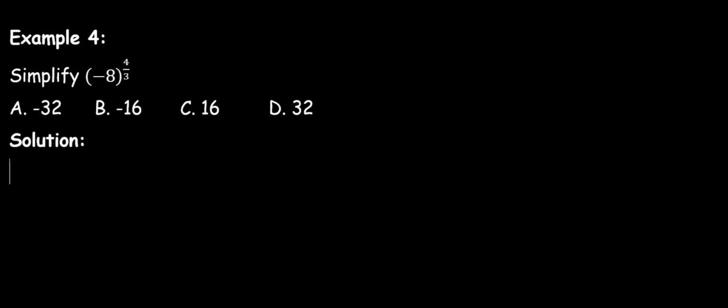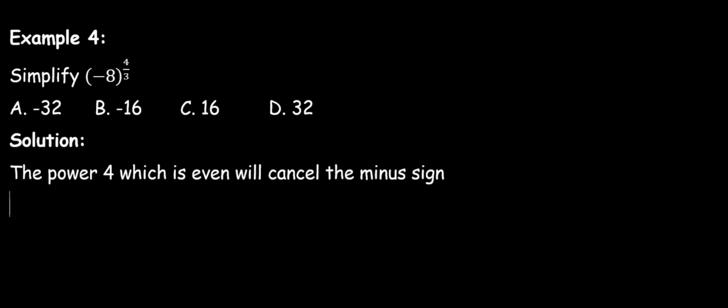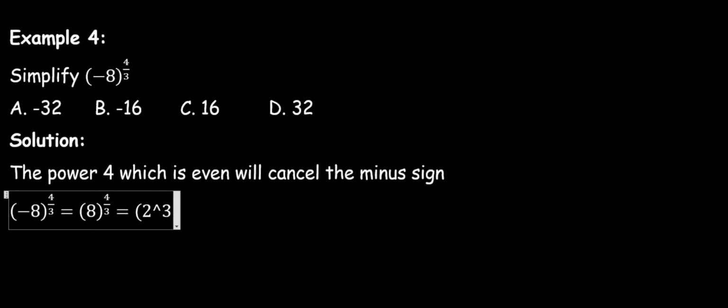Another example. Simplify (minus 8) raised to power 4/3. The options are given. A, minus 32. B, minus 16. C, 16. D, 32. Solution. The power 4, which is even, we cancel the minus sign. Thus (minus 8) raised to power 4/3 is the same as (8) raised to power 4/3. So what we are saying, virtually the two of them are the same thing, because the operation of the power of 4, since it's even, we cancel out the minus sign.